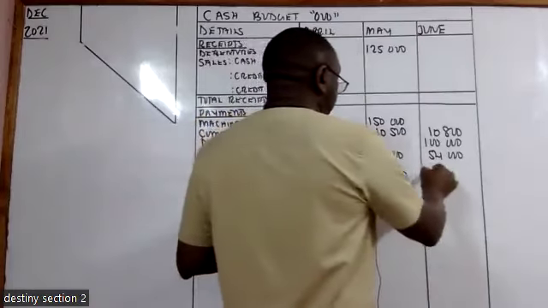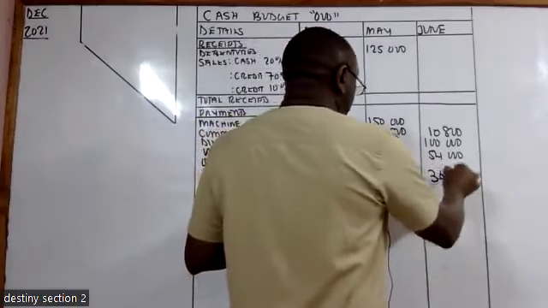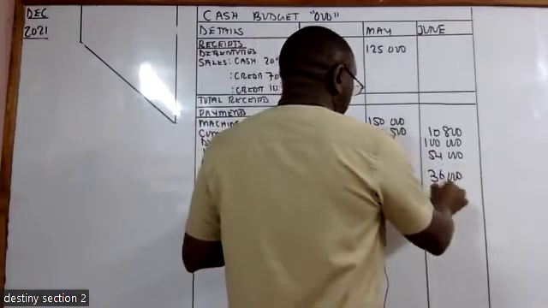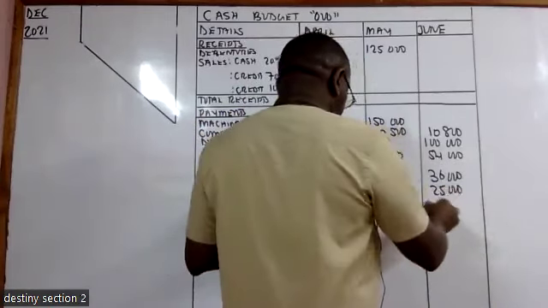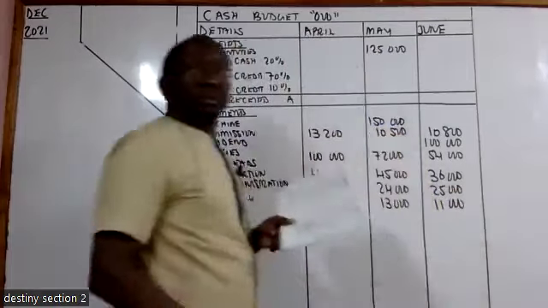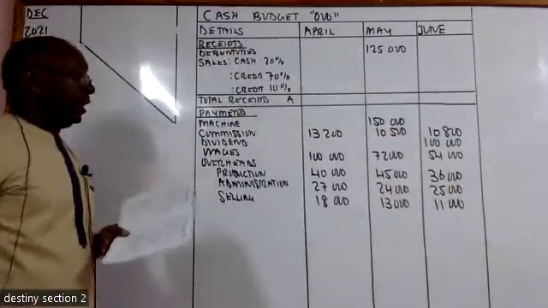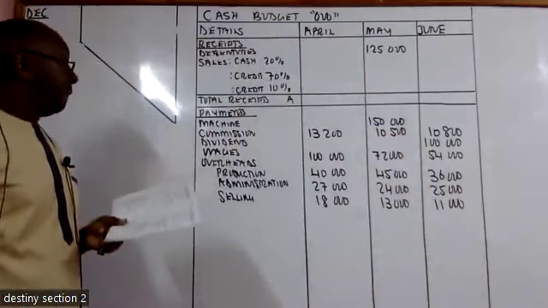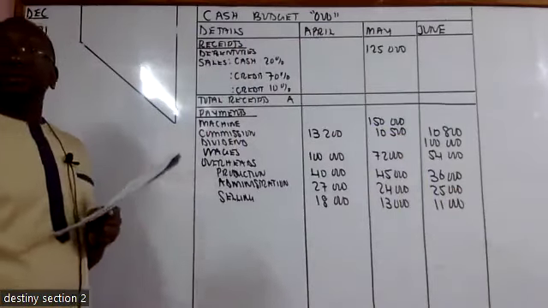Then we have 36,000, 25,000 and 11,000. Those are the overheads.